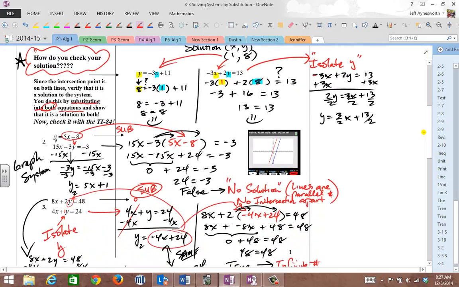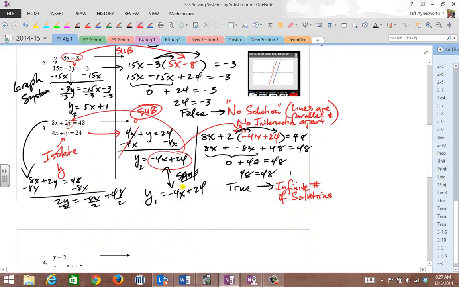Case 2, they're parallel, and we had a false condition which indicated no solution. Case 3, we have a true case where we have an equality, 48 equals 48, and we isolated y in both cases and found that they're the same lines, so they intersect everywhere, and that's the reason why we have an infinite number of solutions. So you can have one solution, or no solutions, or an infinite number of solutions. There are 3 cases possible.